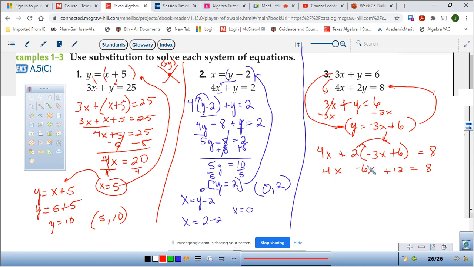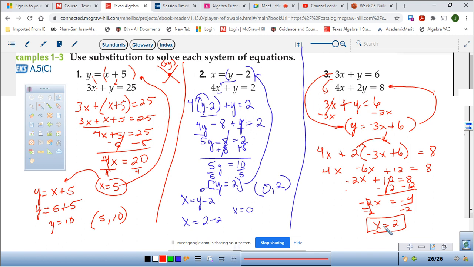Let's see. Okay, so I'm going to come out here, and these two give me a negative 2x plus 12, and all of that's equal to 8. I'm going to minus 12, cancel out here. Negative 2x equals a negative 4. Divide by negative 2. Divide by negative 2. Cancel out here. X equals 2. Yeah, Valeria, you got it, okay?